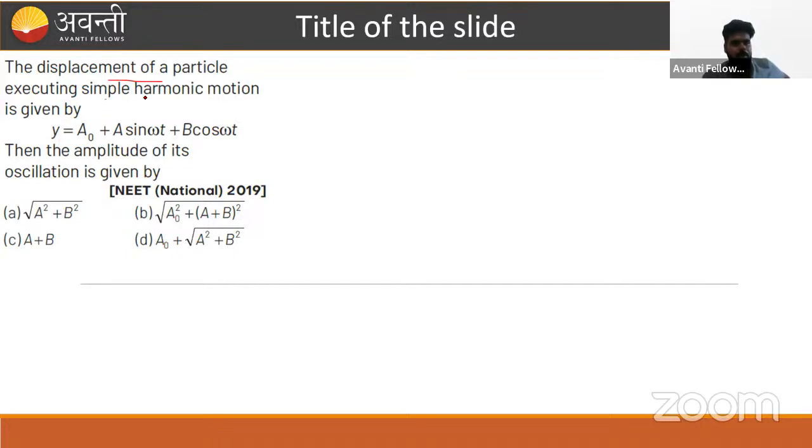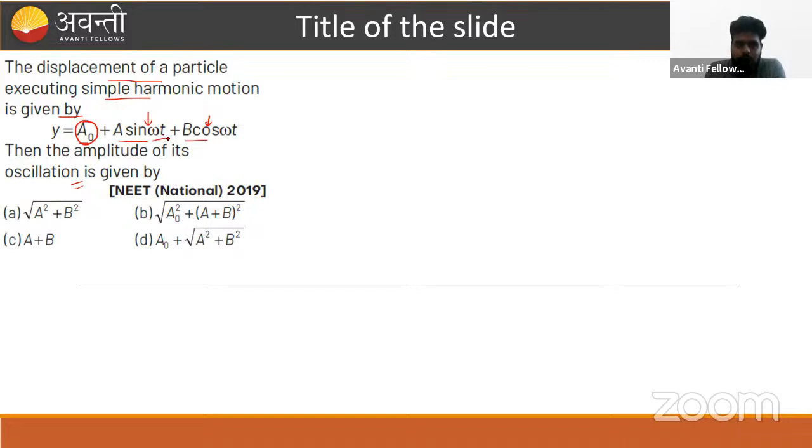The displacement of a particle in simple harmonic motion is given as a naught plus a sin omega t plus b cos omega t. Here we have to find the amplitude of the oscillation. How can we solve such a problem? We know that a naught is constant here, and there are two types of SHM involved. This is the first and this is the second.